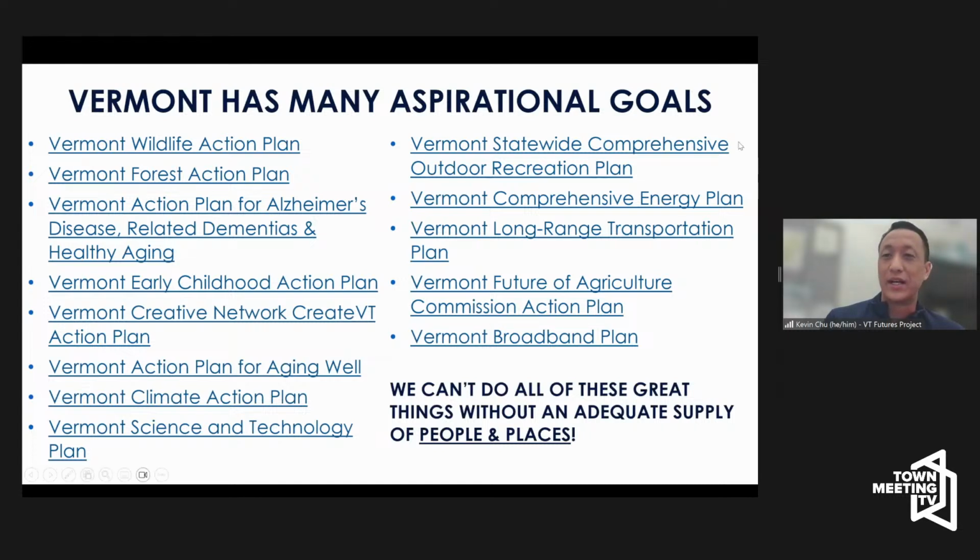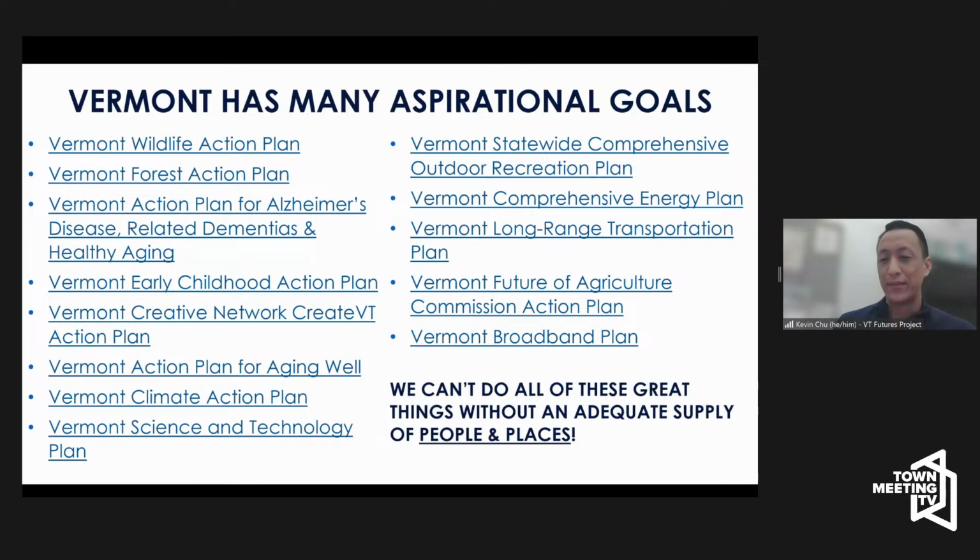Now, Vermont has a lot of aspirational goals. These are all great things that I think we should aspire to try to do as a state. But when I started clicking into some of these plans, and this is not a comprehensive list, by the way, this is just what I found in a 15-minute Google search. My query was Vermont state plans. So I'm sure there are more out there, but I quickly realized we actually can't do all of these great things without an adequate supply of people and places.